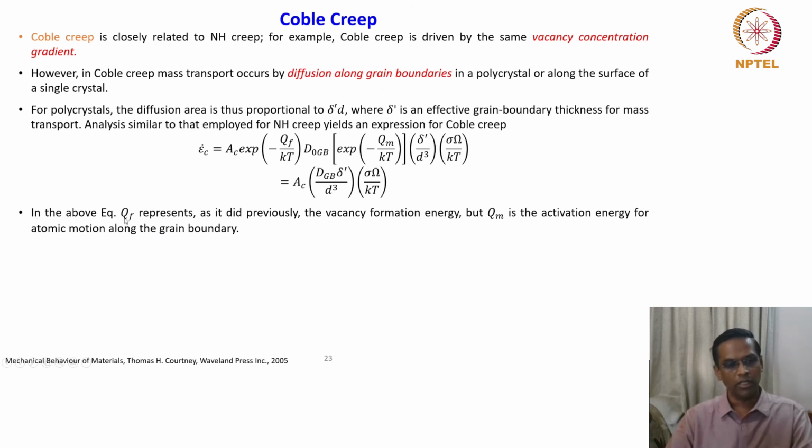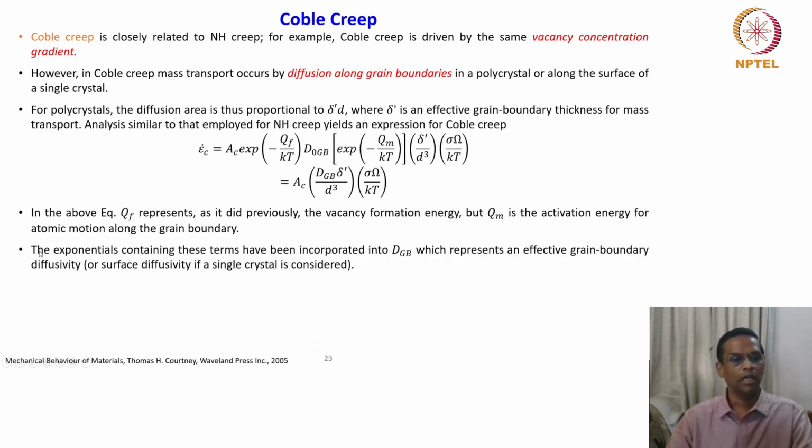In the above equation, Q_F represents, as it did previously, the vacancy formation energy, but Q_M is the activation energy for the atomic motion along the grain boundary. So in the previous case the motion was lattice motion, but here it is motion along the grain boundary. The exponentials containing these terms have been incorporated into D_GB. All the exponential terms have been absorbed into this constant, the D_GB parameter, which represents the effective grain boundary diffusivity, or surface diffusivity as far as the crystal is concerned.